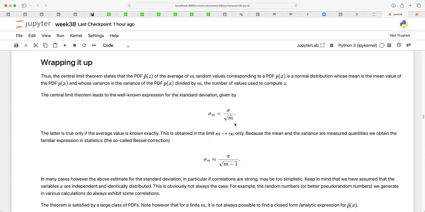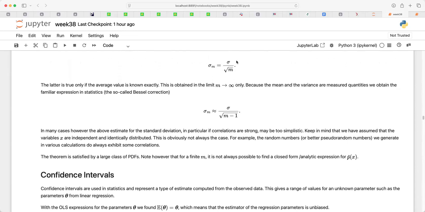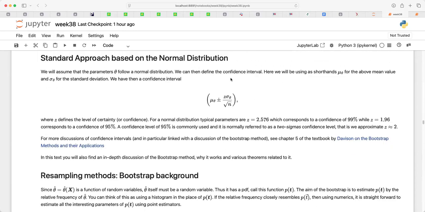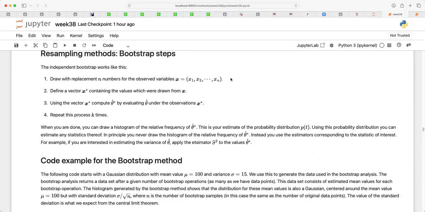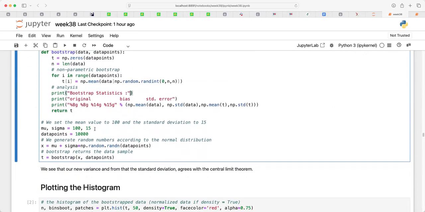Okay? No, sorry, the number of points is 10,000. I have 10,000. So that should be 15 divided by 100. Sorry. And that means that, because I have 10,000 points, if I do that 10,000 times now, here I should see, instead of 15, 15 divided by 100, which should be 0.15.